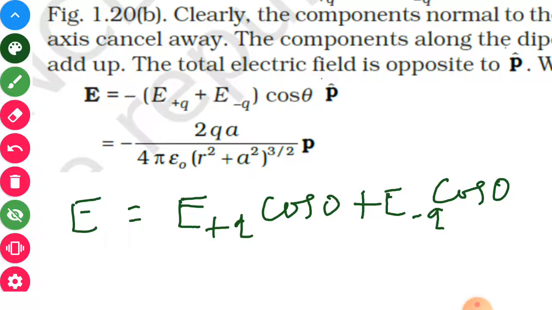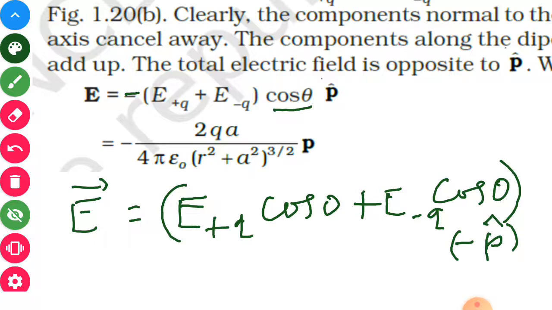Now if you want to show the direction simultaneously, then we put a vector here. As I have shown, the direction of the electric field is from left to right, which is in the opposite direction of the dipole moment. So we have to multiply this by minus P cap. That is why the minus sign is written. Cos theta is taken common, so it becomes minus, into bracket, E plus Q plus E minus Q, cos theta, P cap.